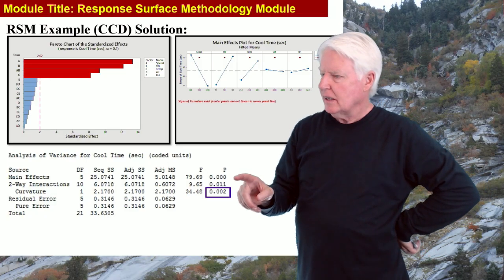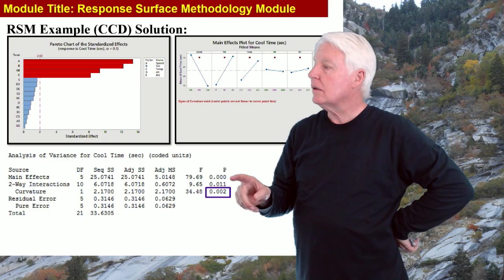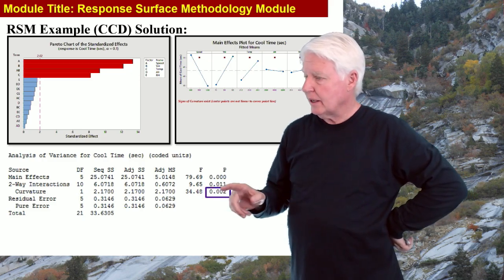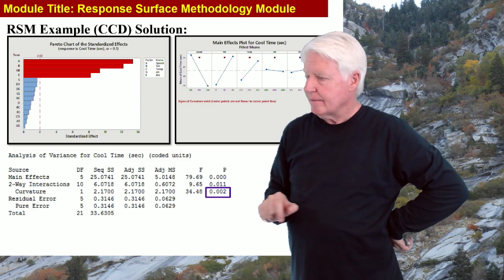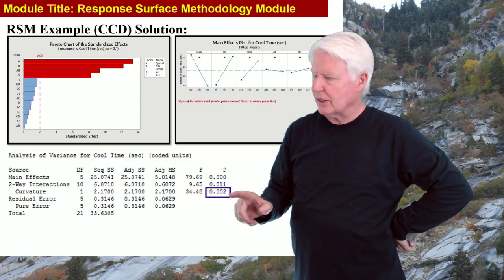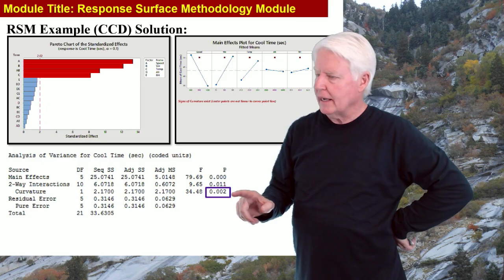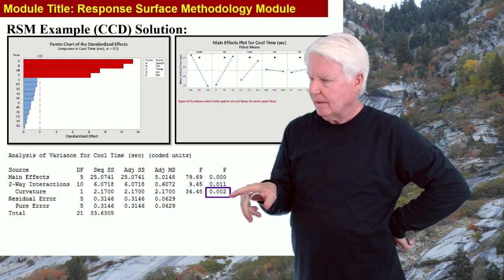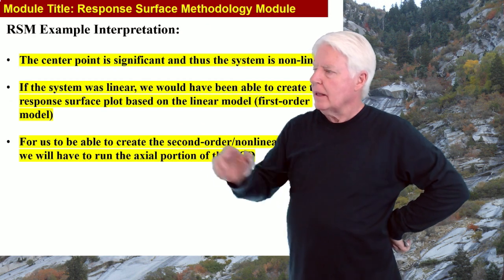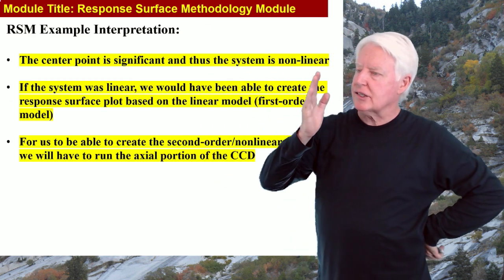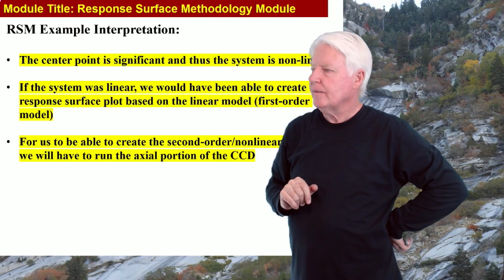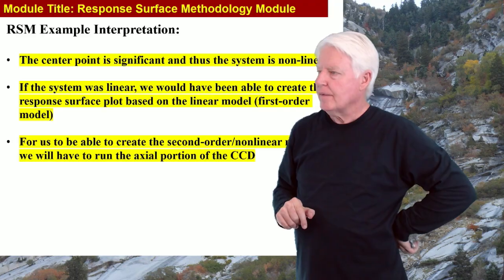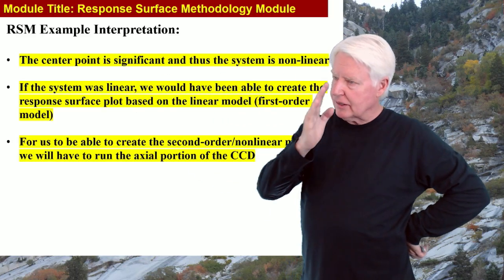The main effects show 0 on this one. Two-way interactions, yeah. But this is the main one I'm looking for. There's curvature. Because now I can move on and use the CCD to figure out exactly what everything looks like. The center point is significant, and thus the system is nonlinear. And that's what we're talking about here, curvature.